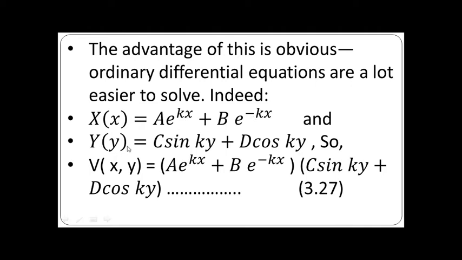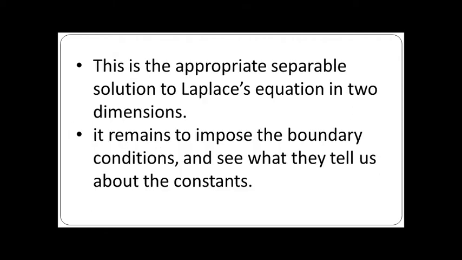Similarly, Y is a function of y, that is equal to C sin ky plus D cos ky. So our general solution is this: capital V, the potential inside our slot, is a function of x and y that is equal to the product of these two functions. Hence, (A e raised to kx plus B e raised to minus kx) into (C sin ky plus D cos ky). So up to this point, everything is common for the previous problem and this problem for the two-dimensional Laplace equation. This is the appropriate separable solution to the Laplace equation in two dimensions.